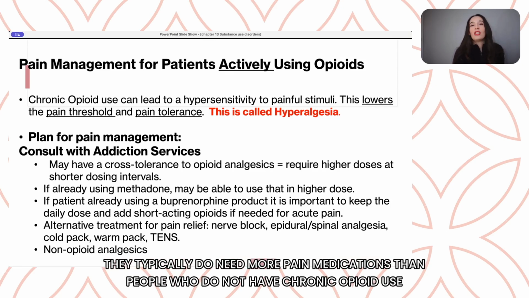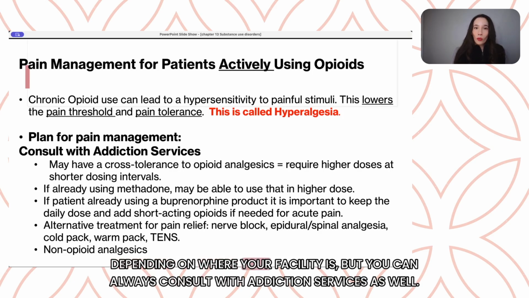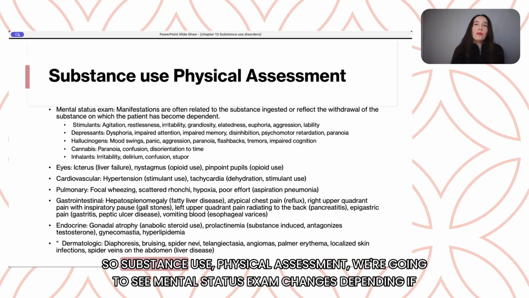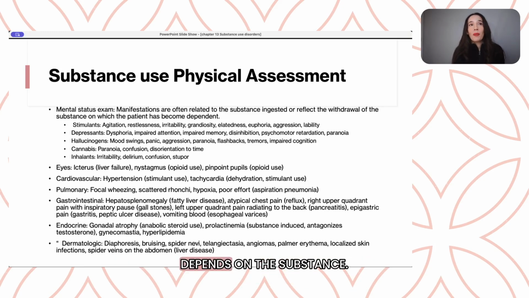They typically do need more pain medications than people who do not have chronic opioid use disorder. Depending on where your facility is, you can always consult with addiction services as well. They can be particularly helpful. So, substance use physical assessment: we're going to see mental status exam changes depending on whether they are intoxicated or withdrawing from the substance. It depends on the substance.